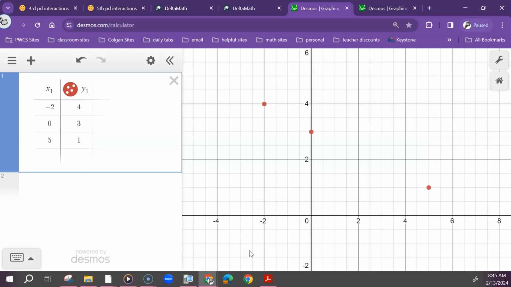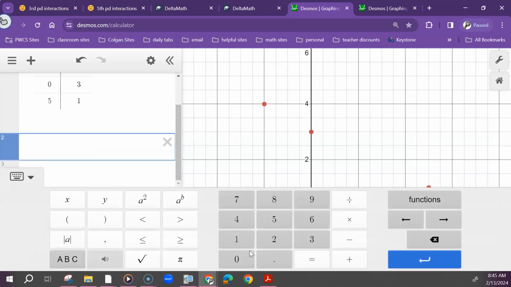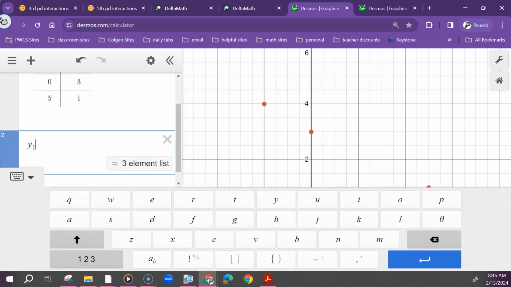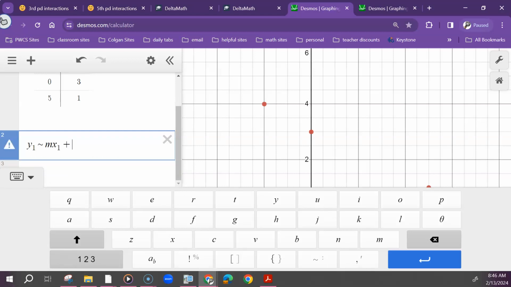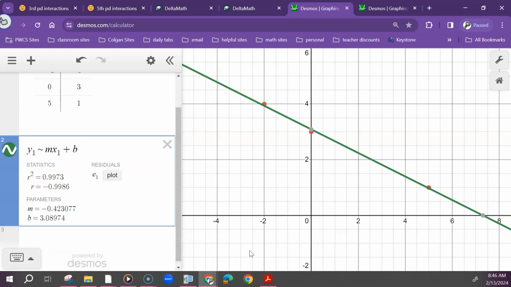And then I want to use Desmos again to find my line of best fit. So you're putting in y1, the squiggly line, the tilde, mx1 plus b. And you should get these two numbers, and you would write that in your line of best fit. Y equals, you could use 3 decimals, negative 0.423x plus 3.09 if you're rounding.